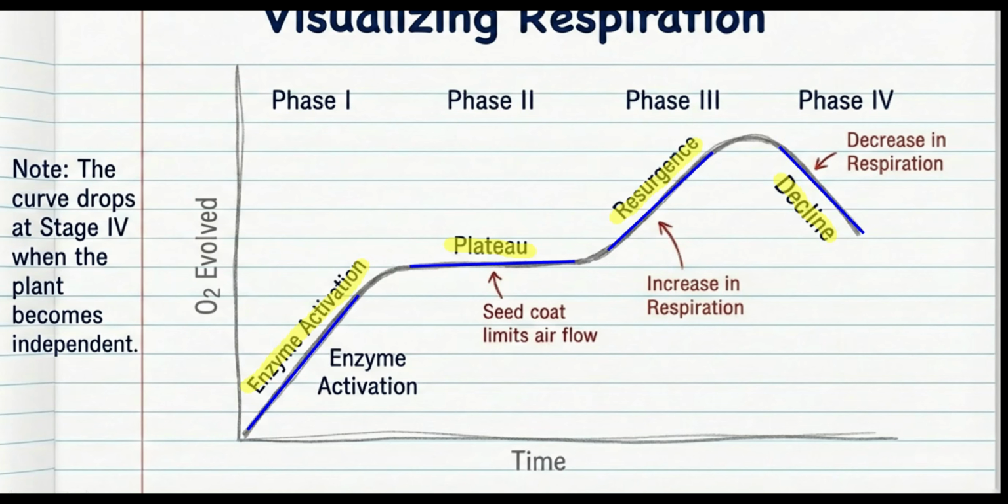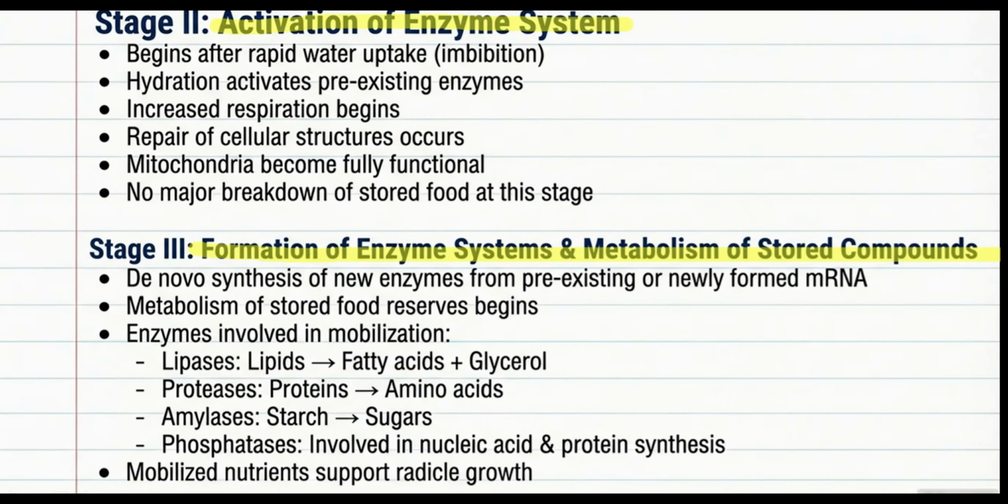Following imbibition, we enter stage 2, activation of enzyme systems. During this stage, pre-existing enzymes become active, and mitochondria resume efficient ATP production. Cellular structures that were partially damaged during desiccation undergo repair. Although enzyme activation occurs here, large-scale mobilization of stored food is still limited.